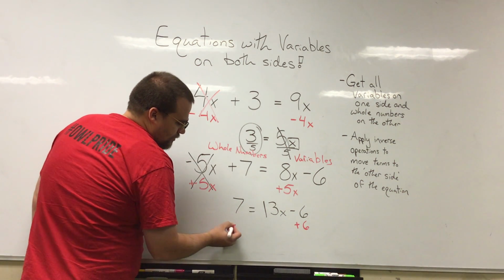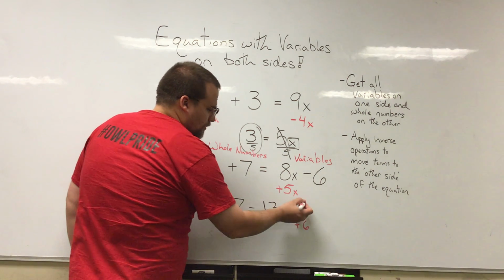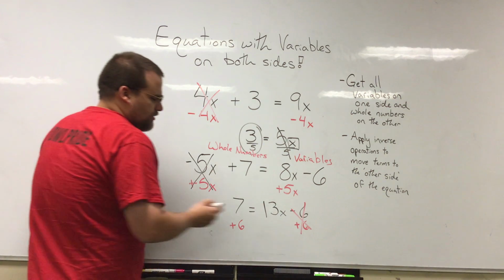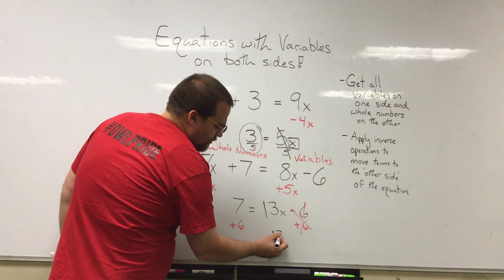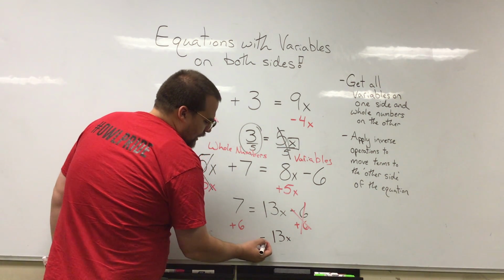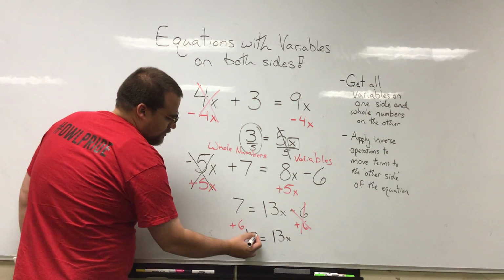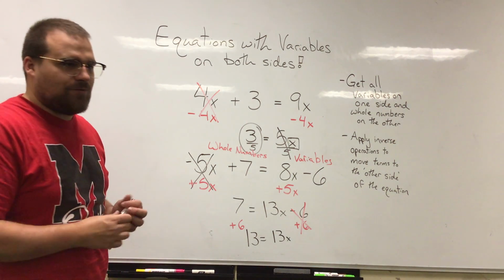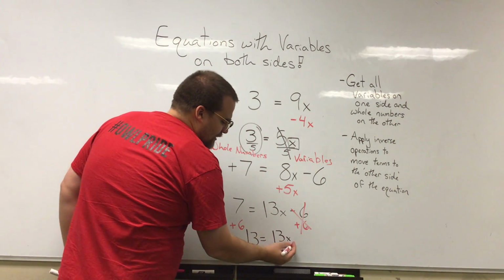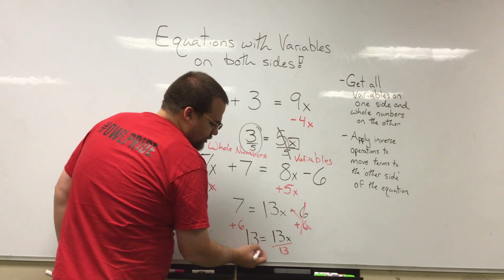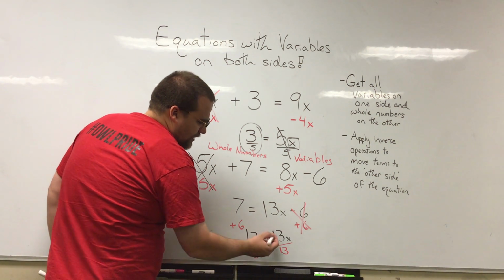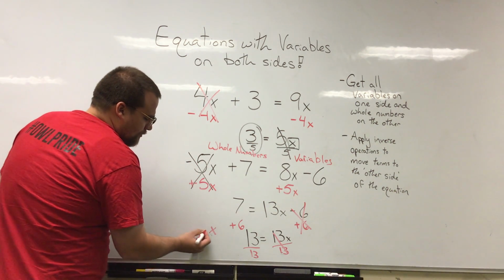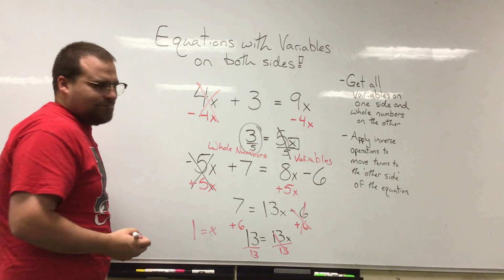Plus 6 on both sides. That will cancel these out, leaving us with just 13x on the right-hand side of the equation. And then 7 plus 6 will give us 13 on the left-hand side of the equation too. I can finish this up just by dividing by my coefficient, dividing by that 13 on both sides. I get x equals 13 over 13, or 1.